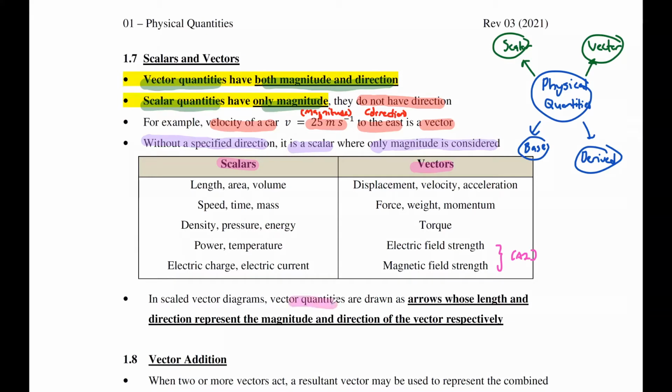Vector quantities are often represented as arrows whose length and direction represent the magnitude and direction of the vector, respectively. What I mean by that is that if you have a particular vector, you will just draw it as an arrow. The length of that arrow will represent the magnitude, and the direction in which it is pointing represents the direction of the vector.